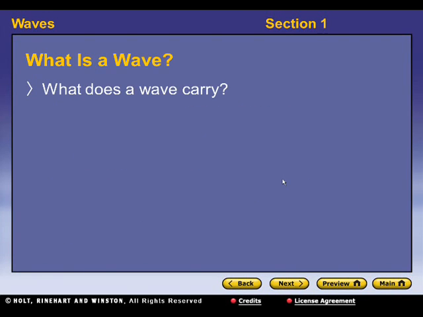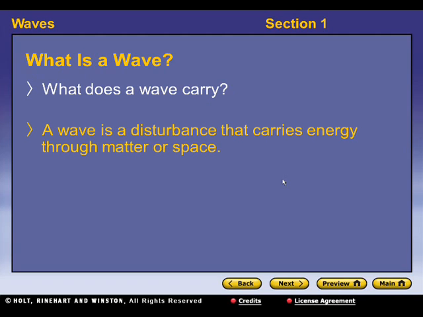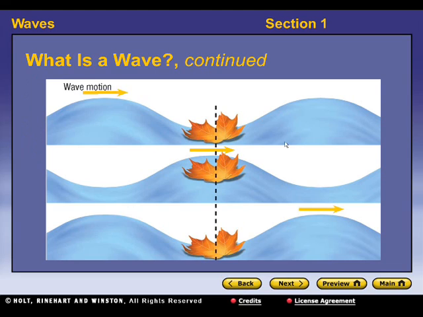Let's move past the bell ringer. What's a wave and what does it carry? A wave is a disturbance in some kind of material that carries energy throughout matter or space. And actually it doesn't have to be matter itself, it could be empty space, but it is a disturbance that carries energy.